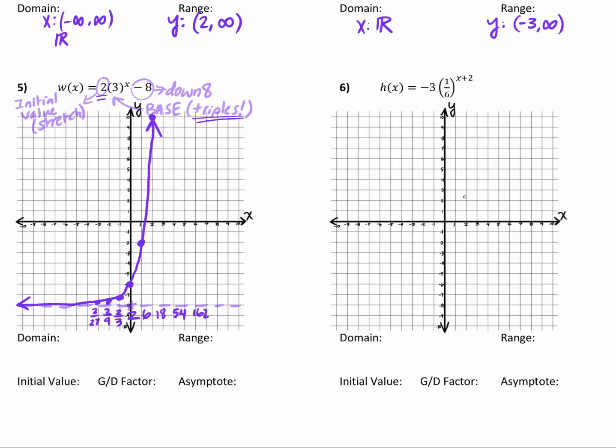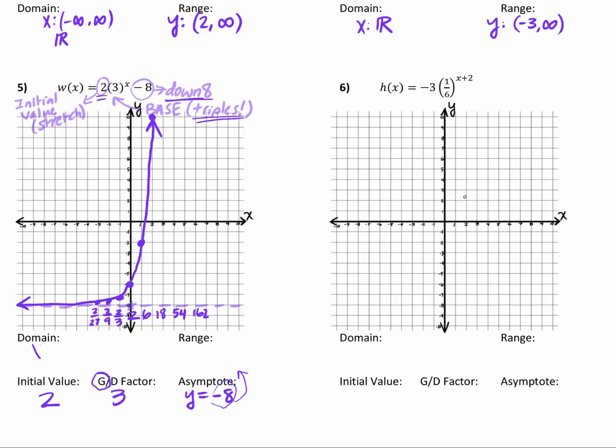A couple of things maybe before domain and range. The initial value for this problem was a 2, stretching. This had a growth factor. Its growth factor was 3, so it's larger than 1, it's growing. And then my asymptote here is at y equals -8. You're going to find that wherever this vertical movement is, that's the position of your horizontal asymptote. It actually also ties into the range, and we'll see that here in a second.